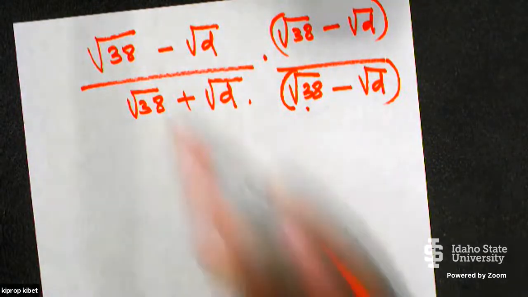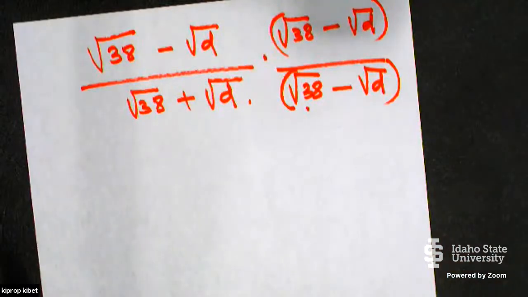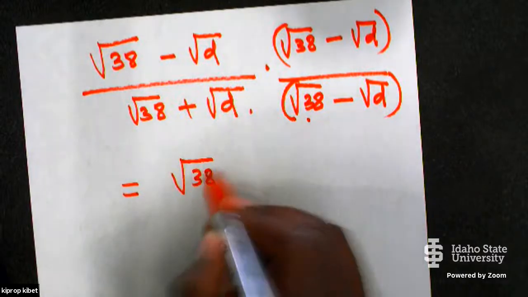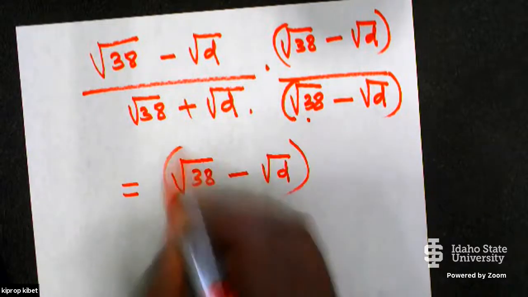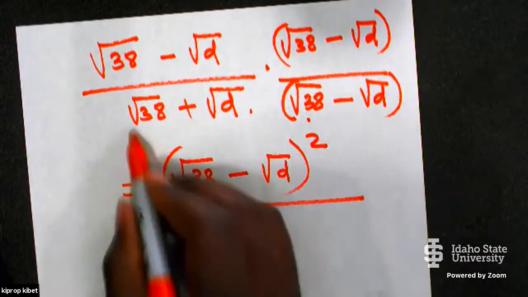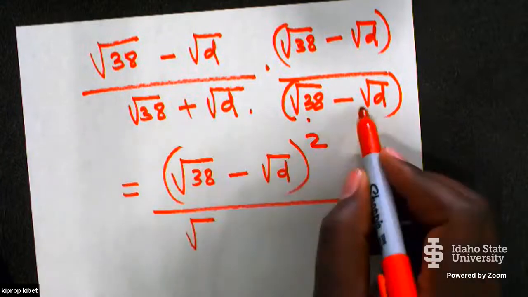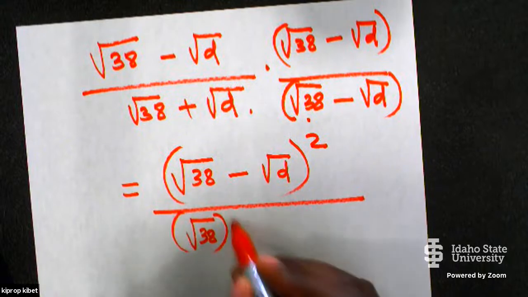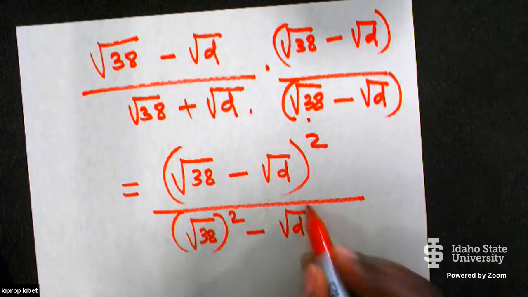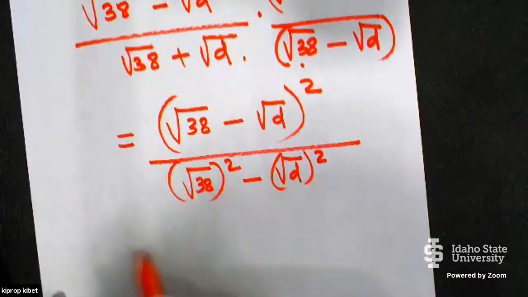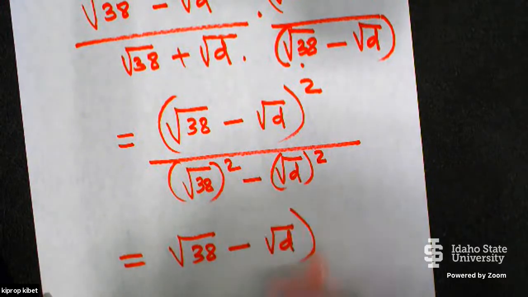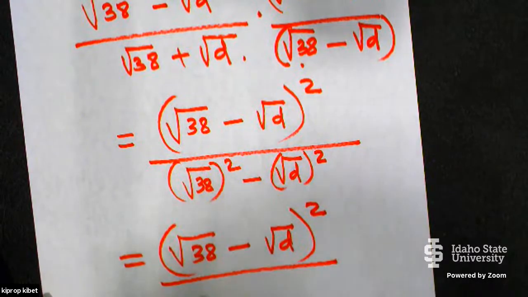Now, looking at the numerators, they are similar. So it will be the root of 38 minus the root of d squared. The denominator is a difference of two squares: the root of 38 squared minus the root of d squared. So our final answer will be the root of 38 minus the root of d, squared, all over 38 minus d.